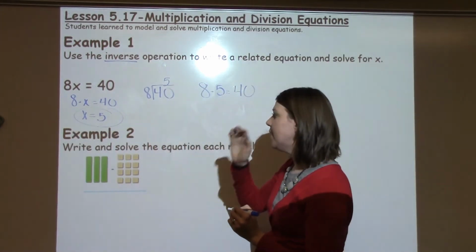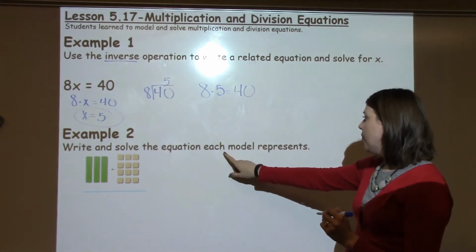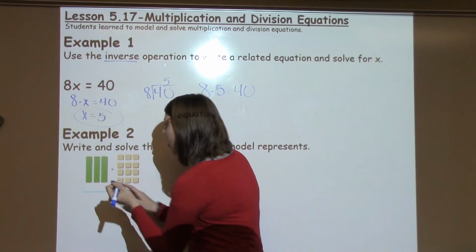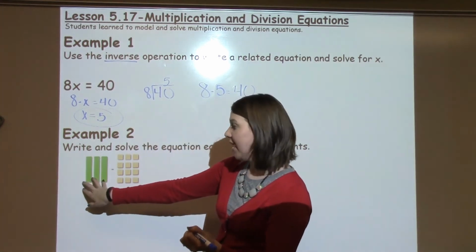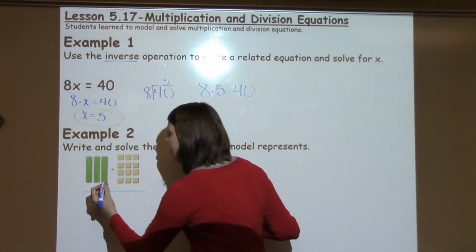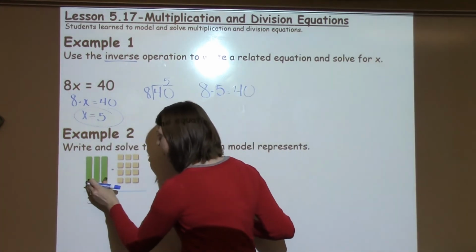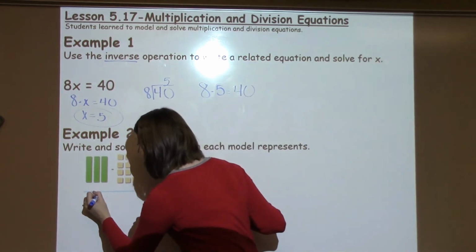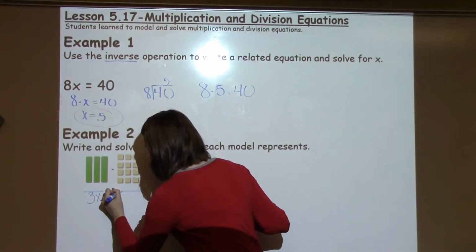Looking at example 2, it says write and solve the equation with each model that it represents. So in this case, we've got 3 x's that we don't know what they are, equal, we have 15 over here. So I know this is 3. I don't know what the value is, but I do know it's going to be an x or a variable, so I'm going to put 3x equals 15.